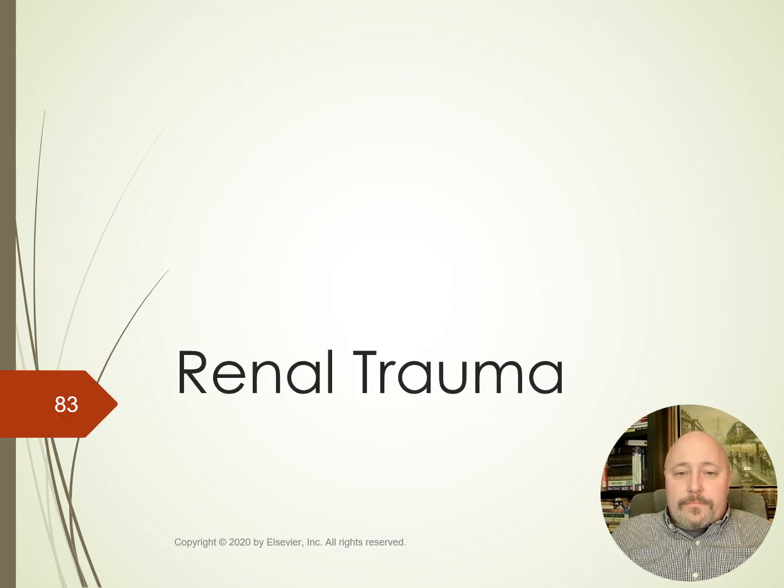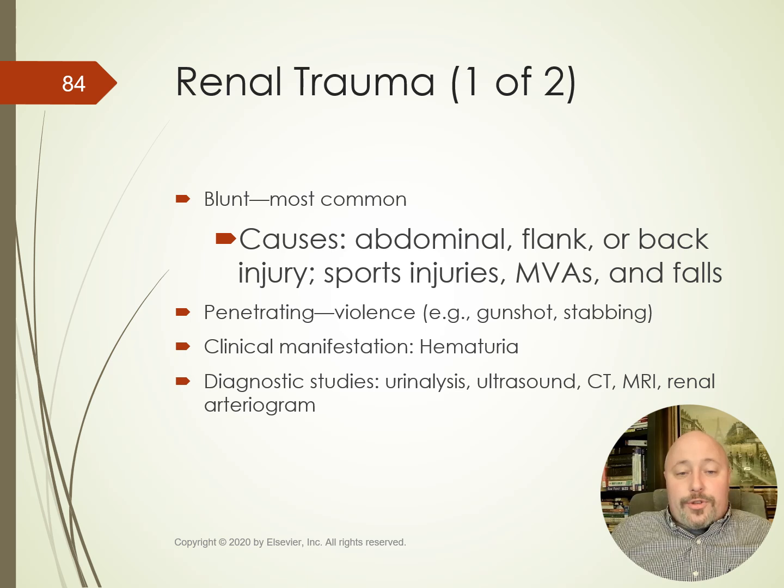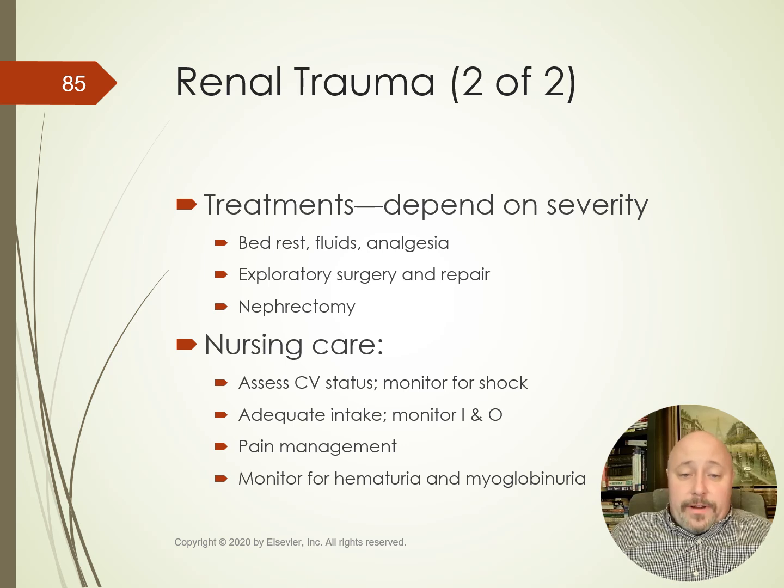Renal trauma. In the case of renal trauma, blunt injuries are the most common, ranging from abdominal, flank, or back injuries, sports injuries, motor vehicle accidents, or even falls. Next would be penetrating injuries, such as from violence, gunshots, stabbings, though all would have a clinical manifestation of hematuria. The treatment depends on the severity and would include bed rest, fluids, and analgesia. May also be required to have exploratory surgeries and repair, or even a nephrectomy where the kidney is removed.